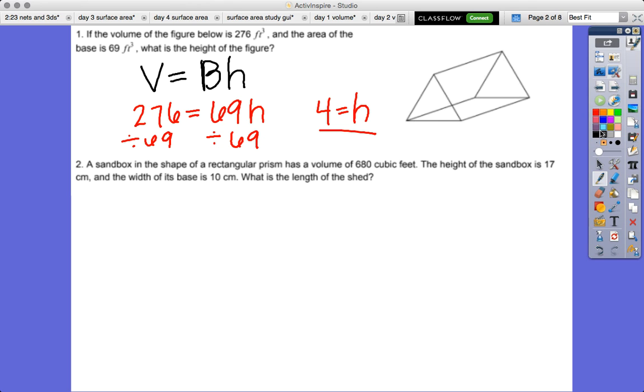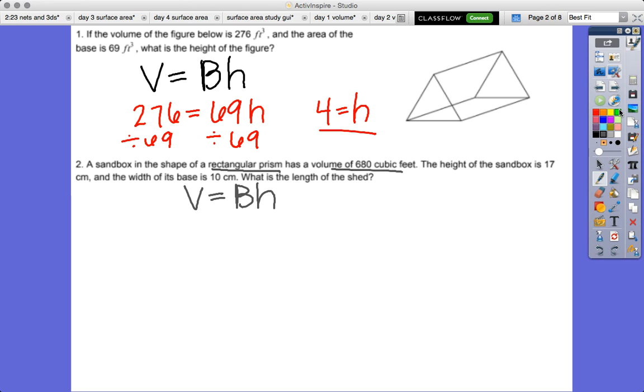Alright, number 2, so the sandbox in the shape of a rectangular prism has a volume of 680 cubic feet. The height of the sandbox is 17 centimeters and the width of its base is 10 centimeters. What is the length of the shed? So we have a rectangular prism, so we know that the formula that we're going to use is volume equals the area of the base times the height. It already gives me the volume of 680 cubic feet.